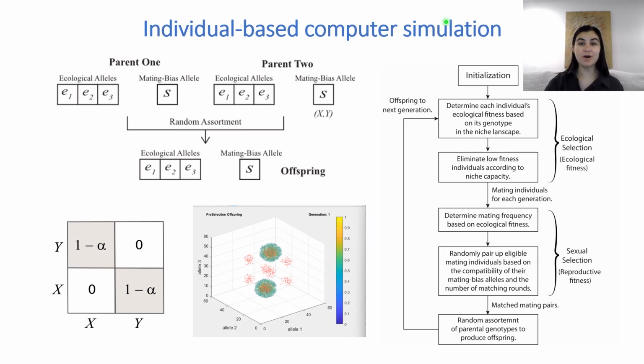This is the general layout of our individual-based computer simulation. Each generation of the population goes through the ecological selection, then the sexual selection of the life cycle before producing the next generation. We can then plot the change in population dynamics after a certain number of generations, referred to as variable G.